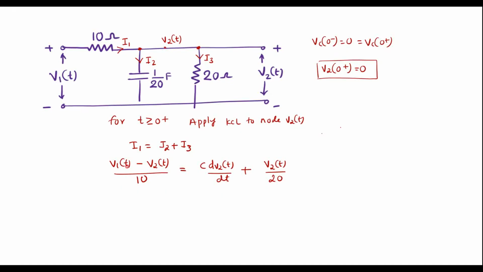Here it is said that V1 of t is e power minus t. That is, e power minus t minus V2 of t, divided by 10, is equal to, with C equal to 1 by 20, 1 by 20 dV2 of t by dt plus V2 of t by 20. Let me call this equation 1.